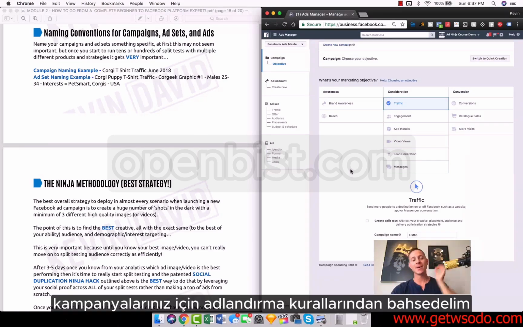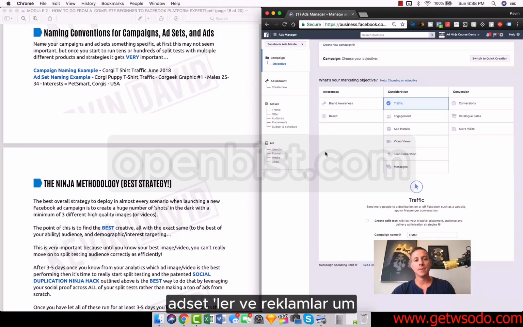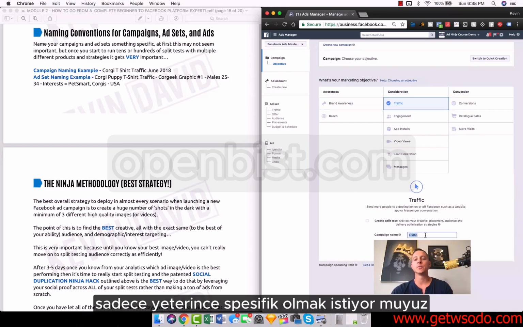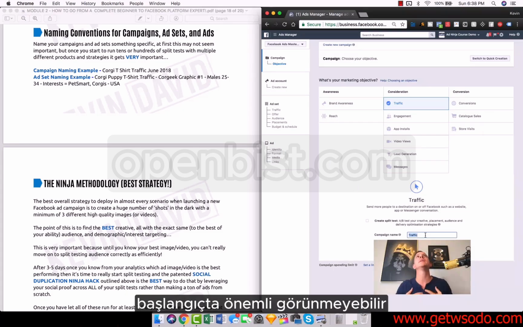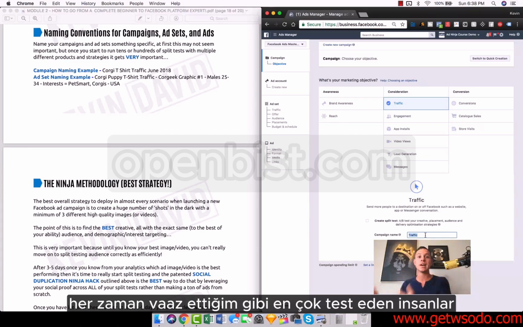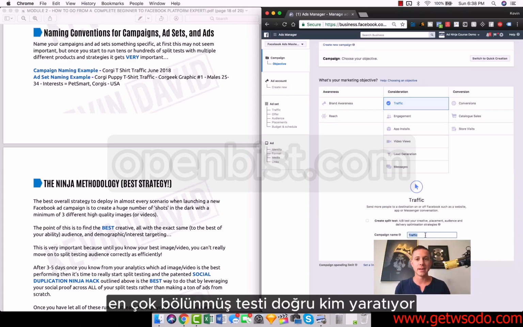So let's talk about naming conventions for your campaigns, ad sets, and ads. So basically what we're going to do here, guys, is we just want to be specific enough. And I know it might not seem important at the beginning when you only have one campaign for maybe one product or something like that. But you start to get more and more ad sets, because the people who are successful on Facebook, like I always preach, are the people who test the most, who create the most split tests, right?